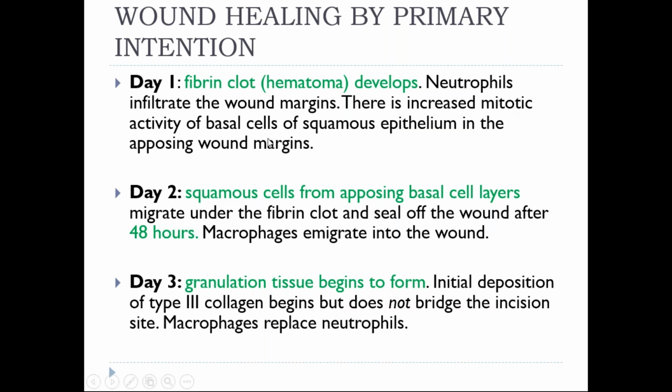Neutrophils will infiltrate the wound margins. There is increased mitotic activity because we approximate the skin margins, and there will be increased mitotic activity of basal cells in the opposing wound margins. On day two, the squamous cells from opposing basal cell layers migrate under the fibrin clot and seal up the wound after 48 hours. So within 48 hours, the surface of the wound will be sealed. And then macrophages emigrate into the wound. On day three, granulation tissue begins to form. There is initial deposition of type 3 collagen, but it does not reach the incision site. Macrophages will replace the neutrophils on day 3.